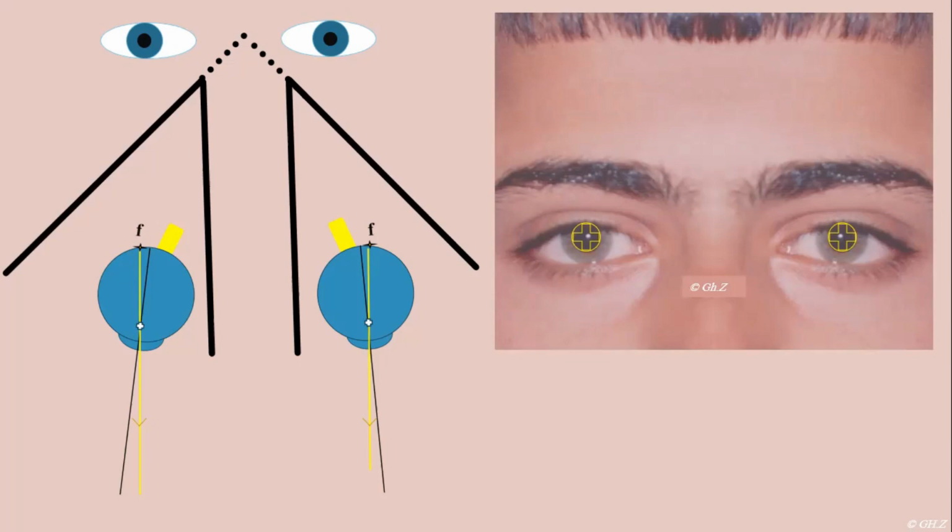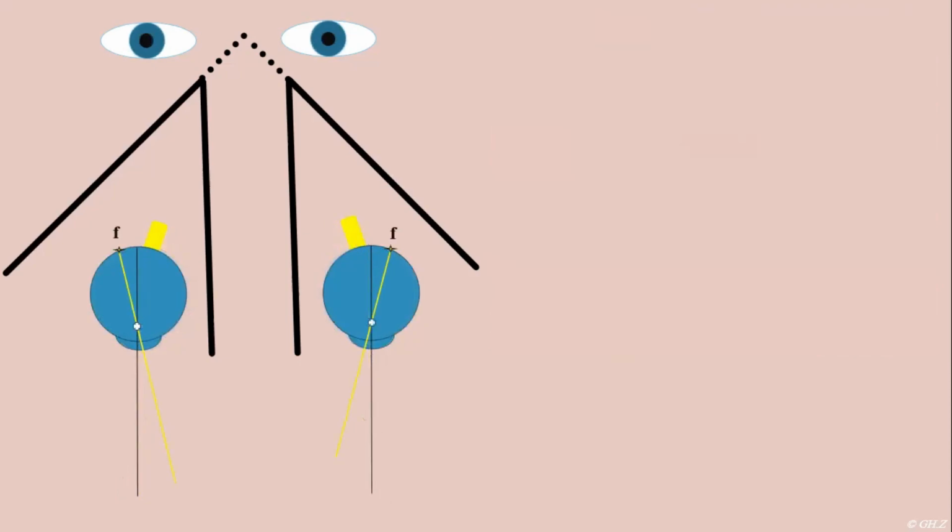Okay, so as you can see, I have drawn here two arrows because now the visual axes are parallel to each other. Okay, let's see an exaggeration of the normal. And when we have an exaggeration of the normal, it is considered abnormal. So in this illustration, the angle kappa is way bigger than 5 degrees. This is an abnormal angle kappa.